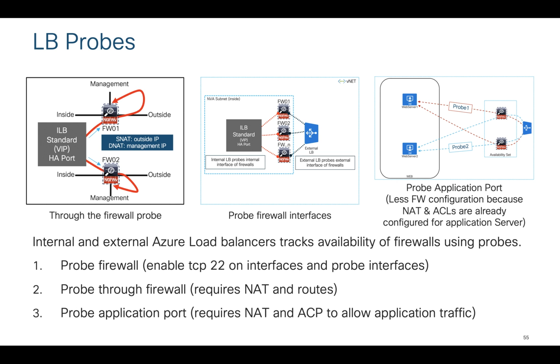You can probe directly connected interfaces. If you have an external interface, you can probe the outside interface of the firewall. If you have an internal load balancer, you can probe the internal interface of the firewall. You can probe through the firewall as well, as shown in the first diagram, where I'm probing the internal interface, but I'm translating my outbound traffic to the outside interface and changing my destination IP to the management interface IP. So I'm probing something on the other side, but I'm not relying on any host in the cloud. I'm trying to probe my own device, but on the management interface.